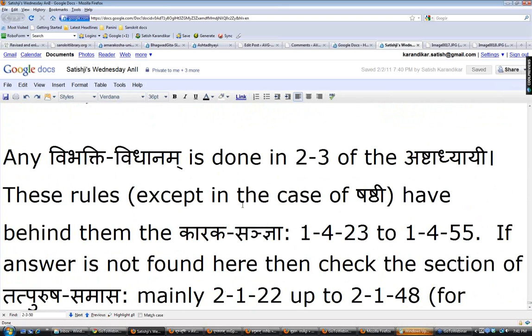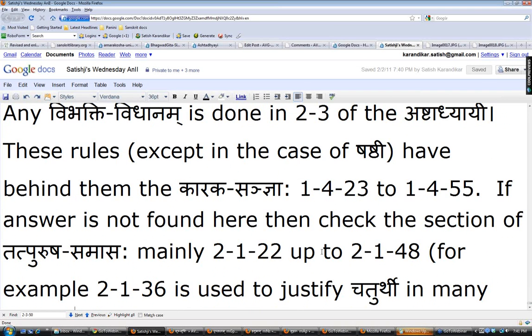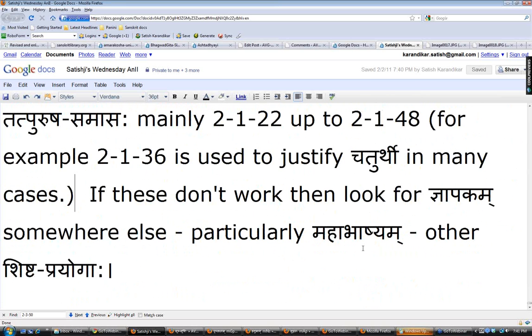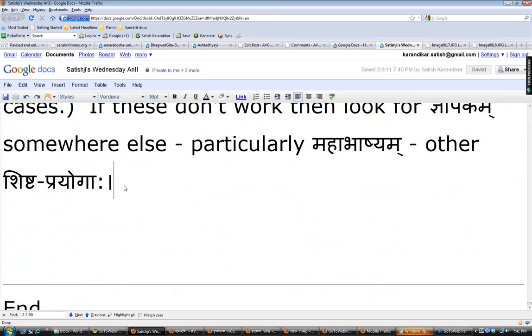Start with 2.3, come to 1.4 behind it. If that doesn't work, look at the Samasa Vibhaga, Tatpurusha Samasa section. If that doesn't work, look for some Shishta Prayoga somewhere. And if that doesn't work, you have to make some extensions, okay? This is not going to be black and white. So that completes Vibhakti Vidhanam.